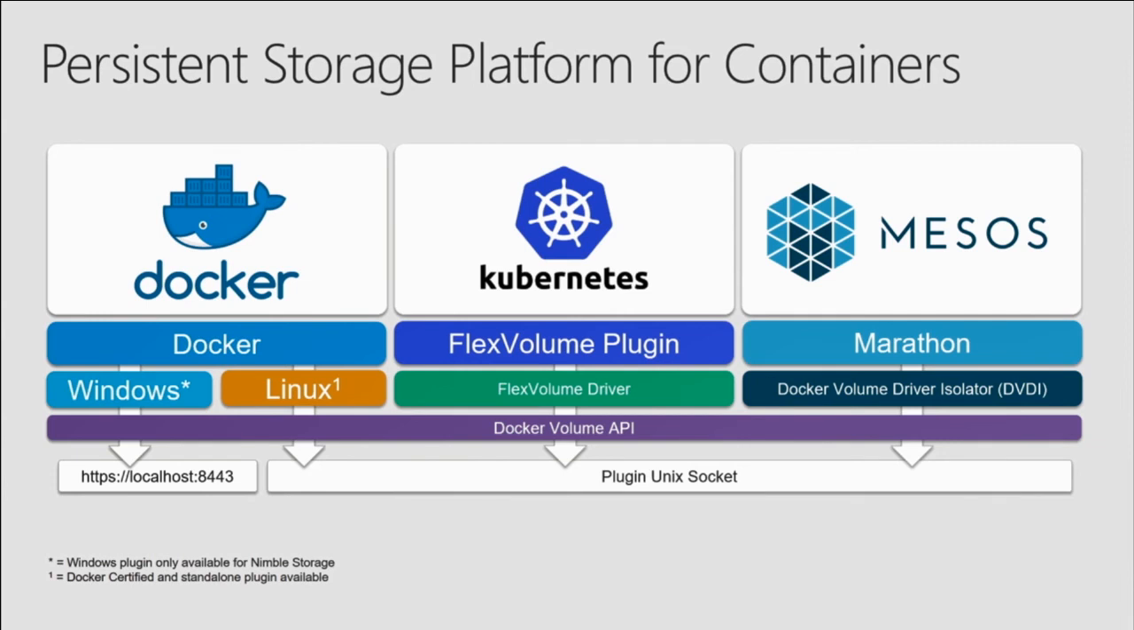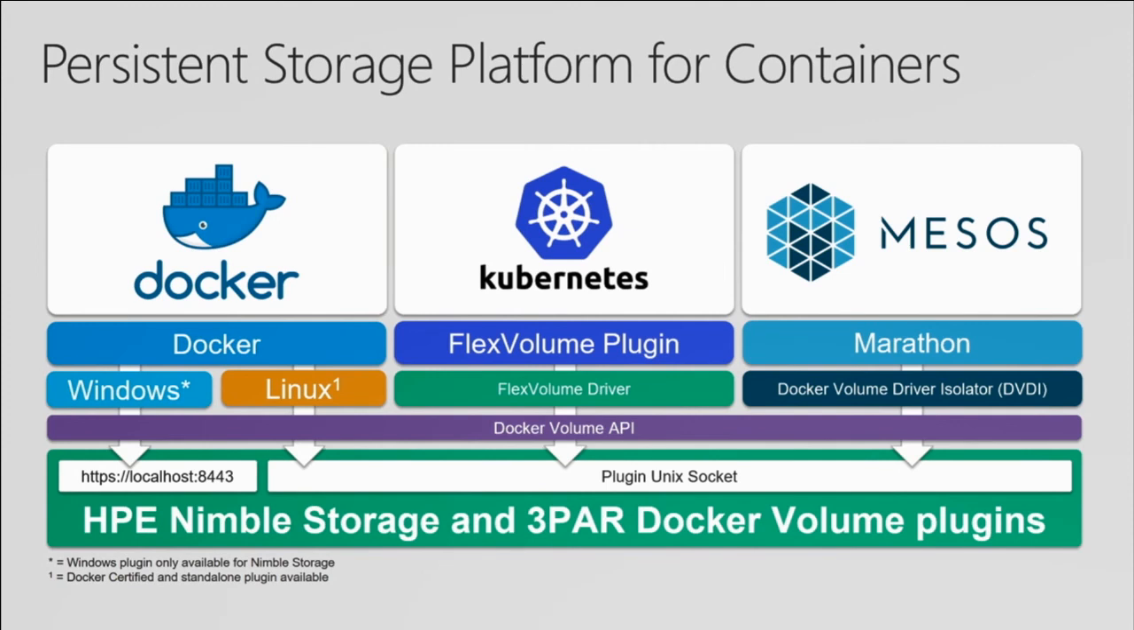And it looks different on Windows than it does on Linux. On Linux, you have a Unix socket that you talk to, which has a REST API and so forth. On the Windows side, you simply have a daemon running, which is listening to a secure port. And this is where our product comes in, where we have a Nimble Storage Docker Volume plugin. We have a Docker Volume plugin for 3PAR. There's also one for StoreVirtual. And I'm going to talk most about the Nimble Storage plugin, and that's what I'm going to show with my demo and so forth.